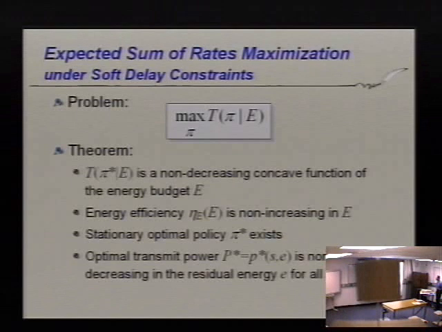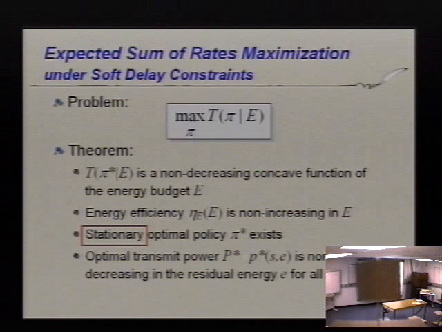Some structural results of the solution of this problem are given in this theorem. The first one is kind of simple: if we have more energy budget, we can achieve a higher expected sum of rates during the communication time. The second statement shows that if we increase the energy budget, we can increase the expected sum of rates, but energy efficiency decreases. Actually, total throughput and energy efficiency are conflicting metrics. And for this formulation of the problem, a stationary optimal transmission policy can be found.